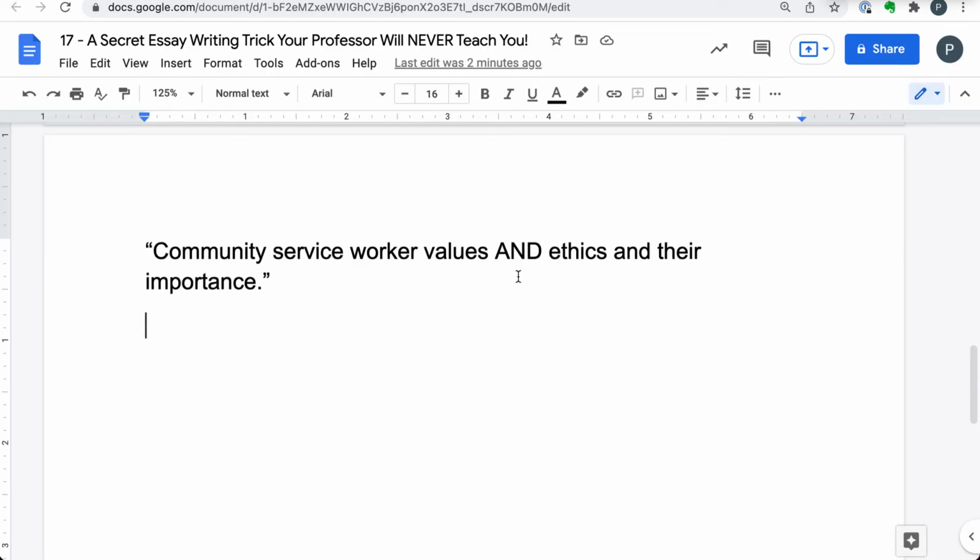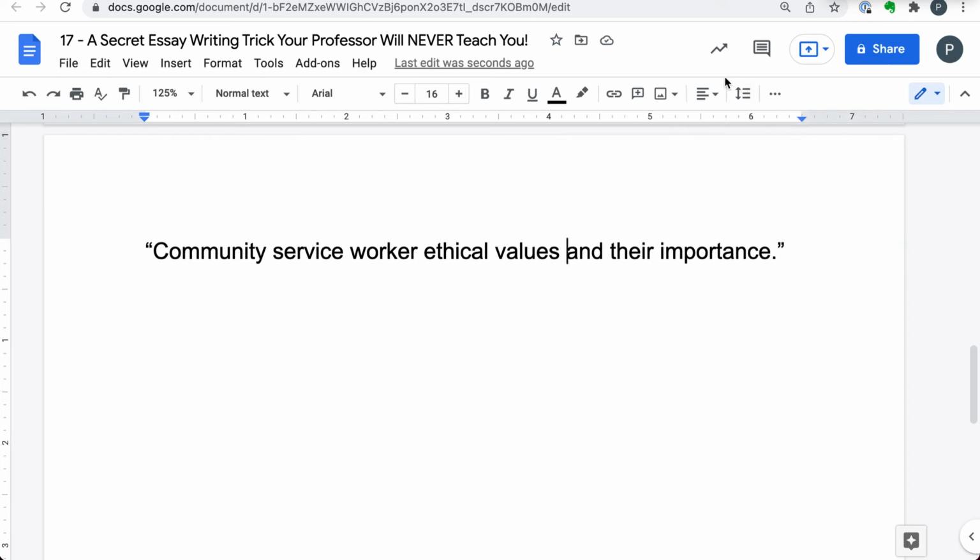Therefore, instead of treating values and ethics as separate things, here's what I would do. Ethical values. Community service worker ethical values and their importance. You see? Now it becomes so much easier, because basically you're writing an essay about community service worker ethical values and their importance.